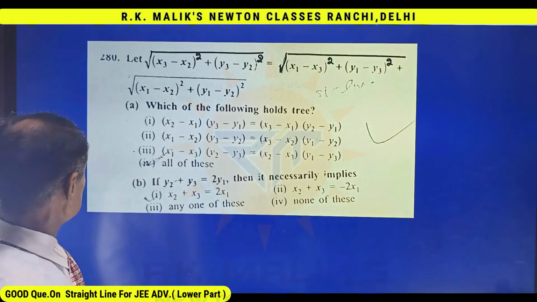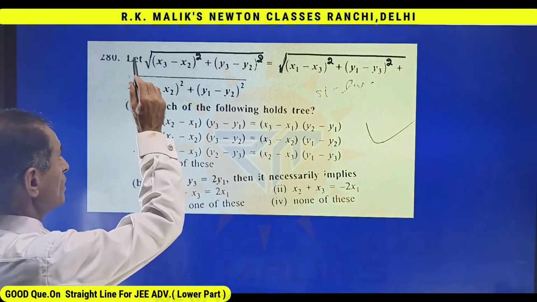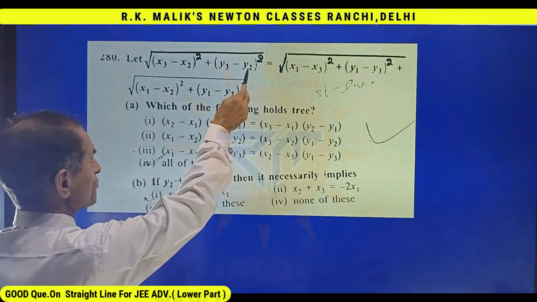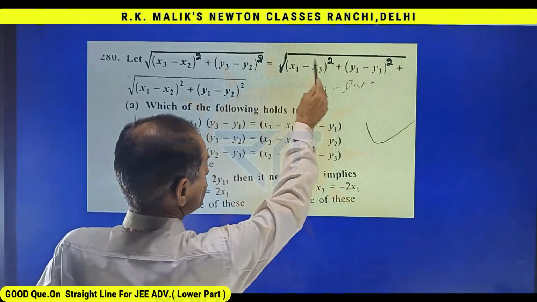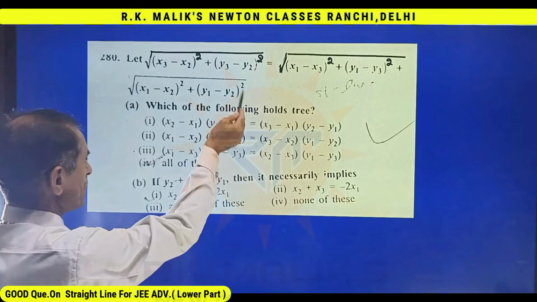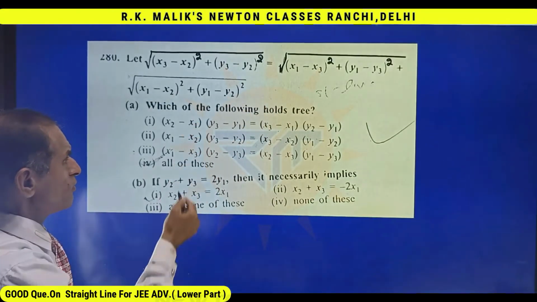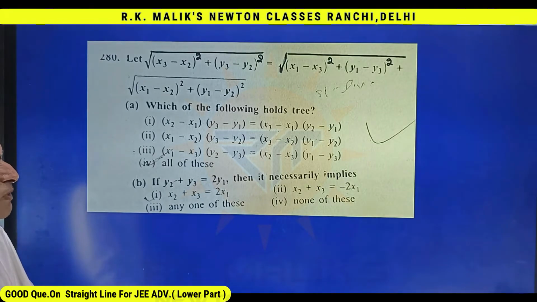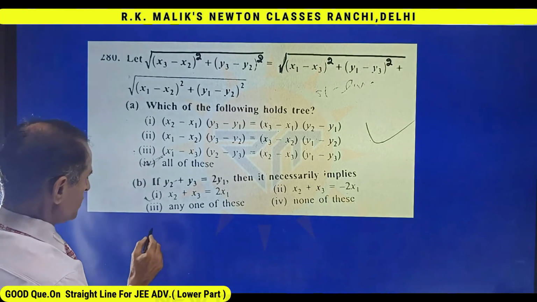In this question, it is told to us that √((x3 − x2)² + (y3 − y2)²) is equal to this plus this. You have to find which of the following is true. It is given that it is a multiple answer question.